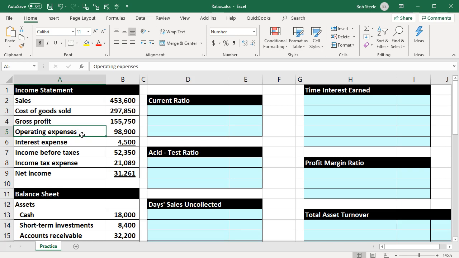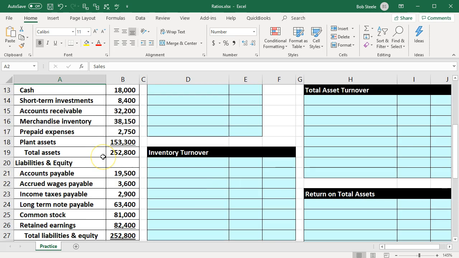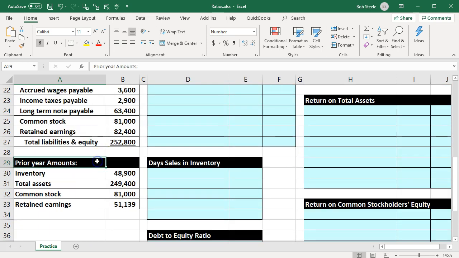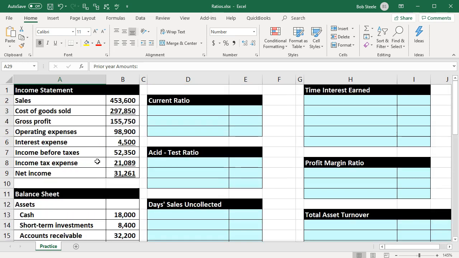Putting the information either at the top or at the left of the Excel worksheet, having the text separate from the numbers so that we can refer to the numbers, that being the most efficient way to learn the concepts. Our data is going to include an income statement and a balance sheet, and of course some other prior year information that we will be using in order to calculate some of our ratios.